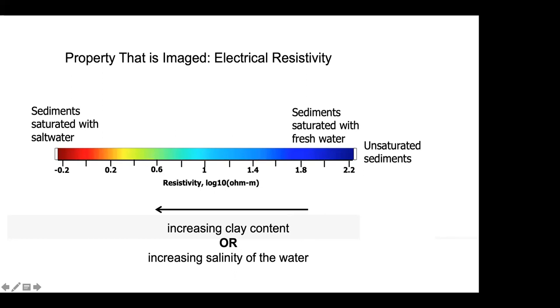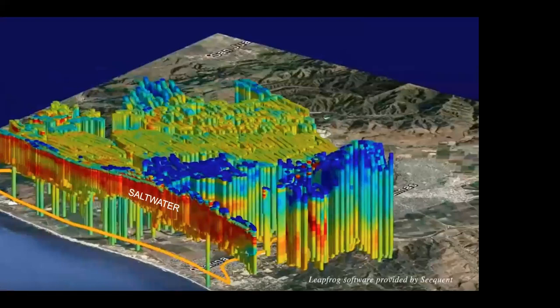So interpreting the data in this zone is very challenging, and what we're doing is working with modeling of saltwater intrusion along this area, which constrains both the model and the interpretation of the airborne EM data. But today for this study, I'm just going to show you the data, which was phenomenal. So this is the electrical resistivity data that we acquired over this section of coastline along Monterey Bay.